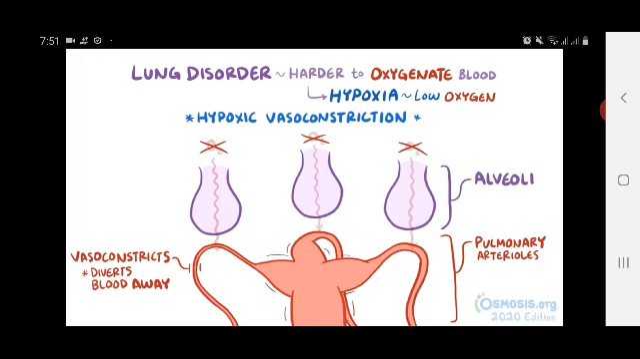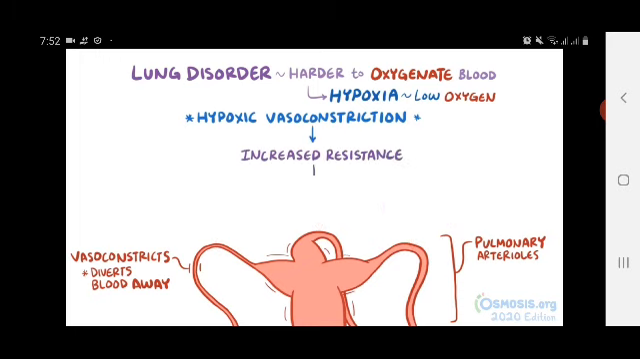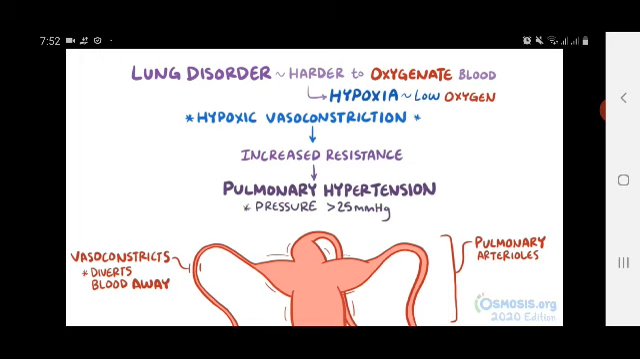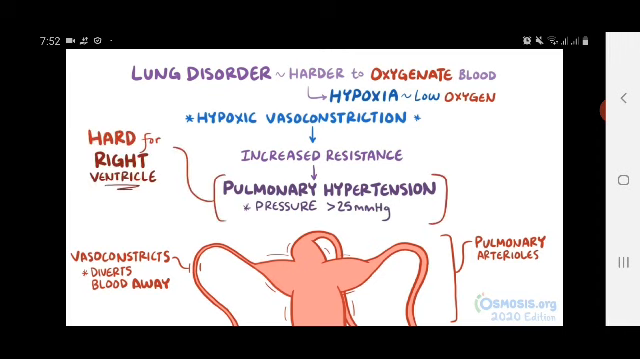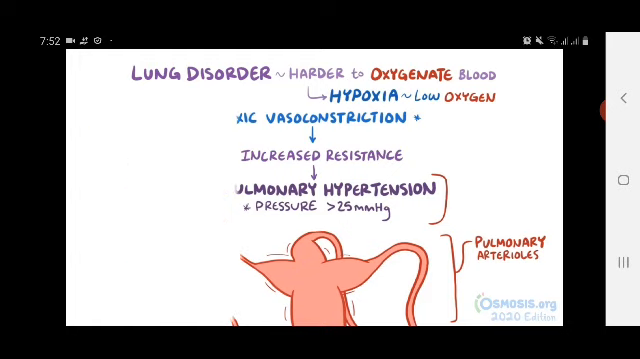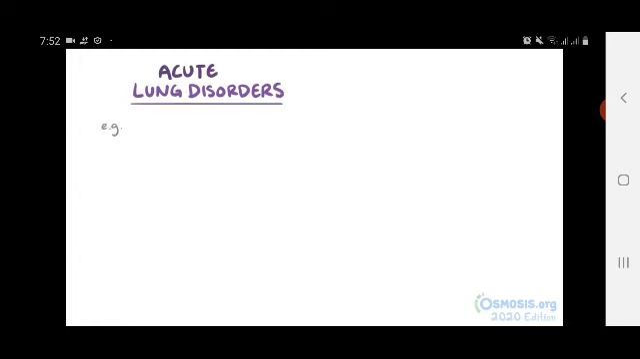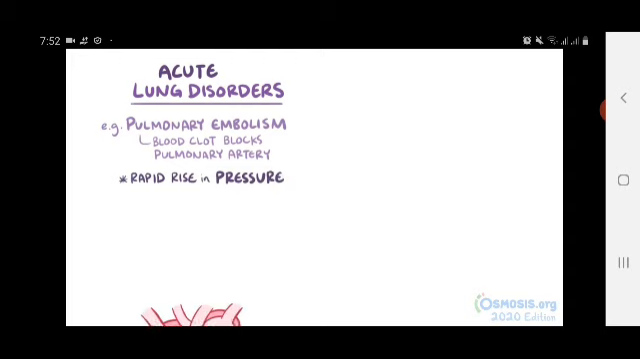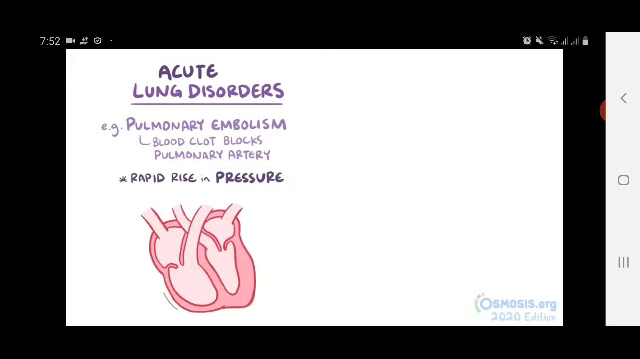When lots of arterioles vasoconstrict together, there's an increase in resistance and it leads to pulmonary hypertension, with the pulmonary blood pressure rising above 25 millimeters of mercury. The high pulmonary pressure makes it hard for the right ventricle to pump blood into the pulmonary circulation. As compared to the left side, the right side of the heart is thinner walled and used to ejecting blood against a low pulmonary vascular resistance. In acute lung disorders, like a pulmonary embolism, where a blood clot blocks blood flow in a pulmonary artery, the result is a rapid increase in right ventricular pressure that makes the right ventricle stretch out like a water balloon.